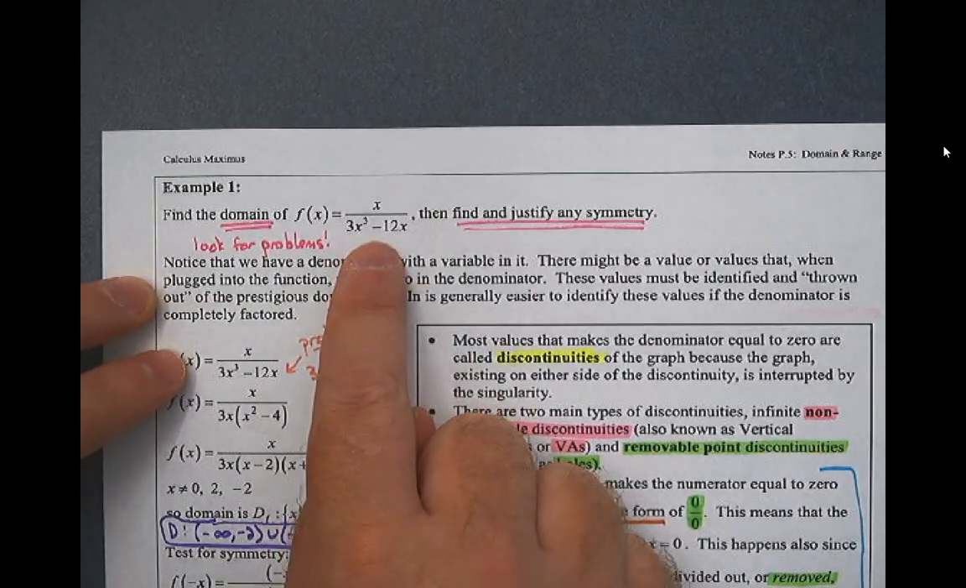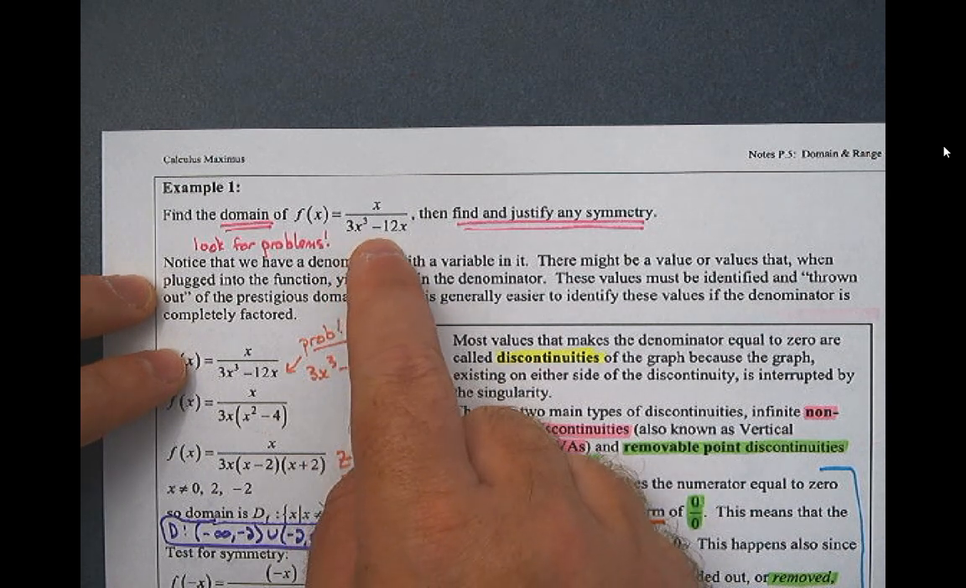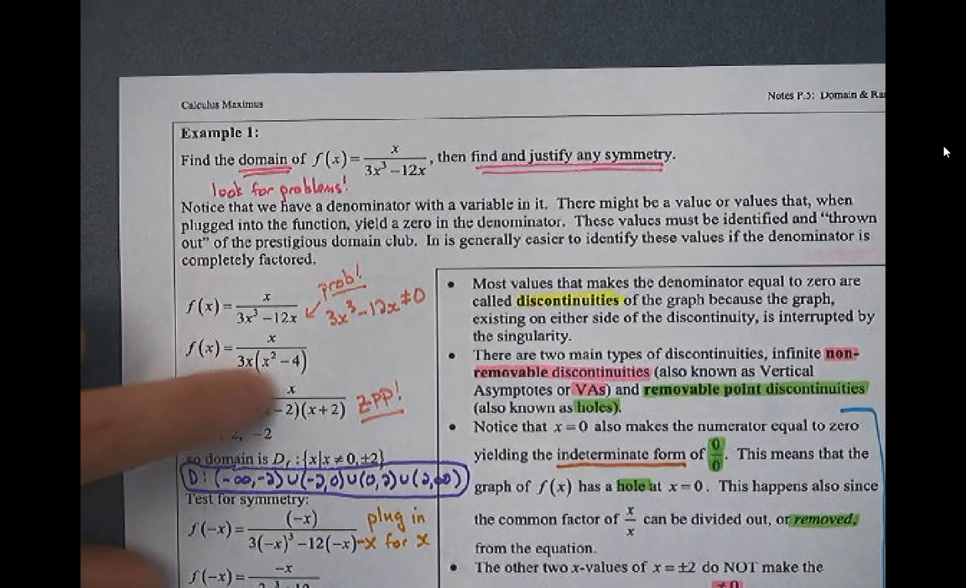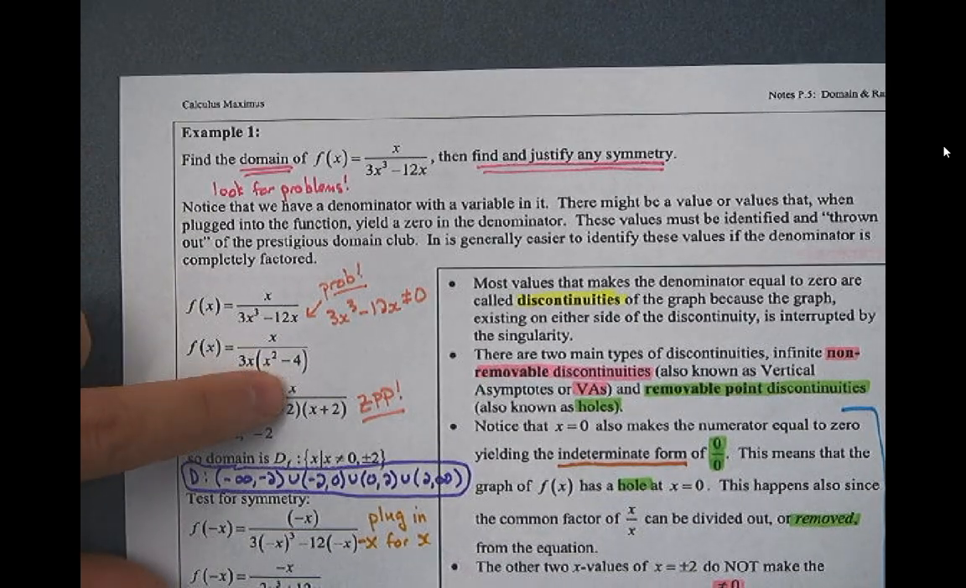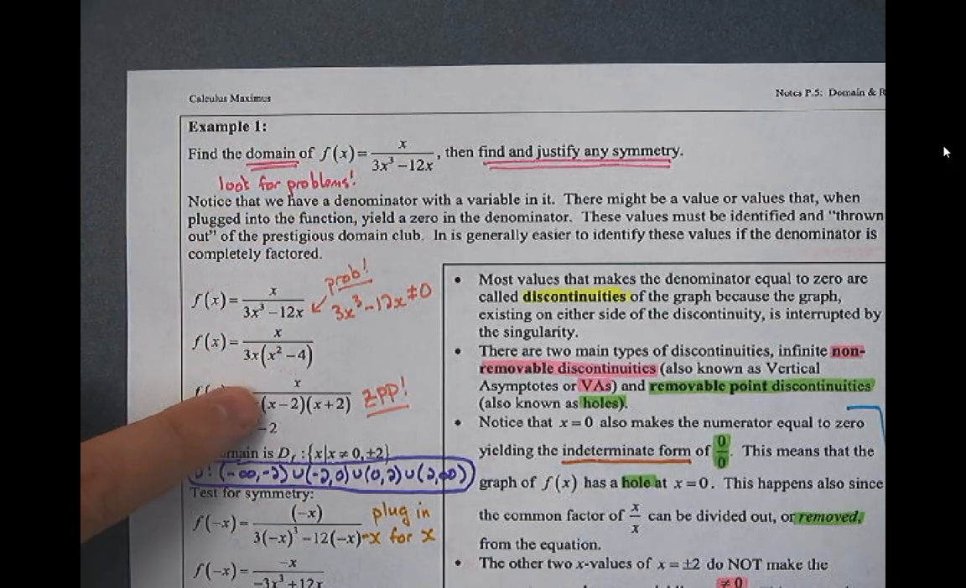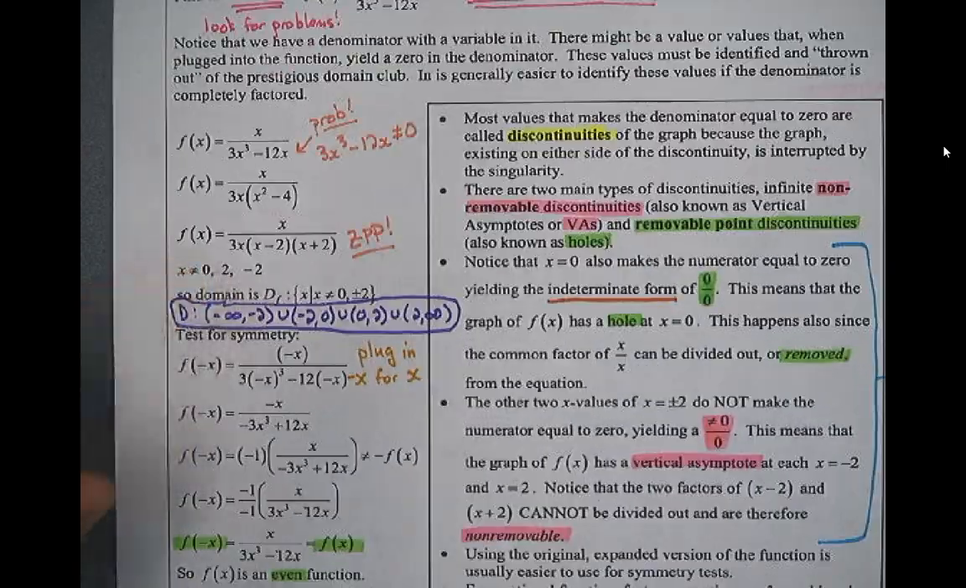So I could tell right away that when I plugged 0 into this equation, I got 0 over 0, which meant that there is a hole somewhere. I could find it. It's at 0, right? Because he did already factor it for us. An x on the top and x on the bottom cancels. So there's a hole. But there are also VAs when you plug in 2 or when you plug in negative 2.